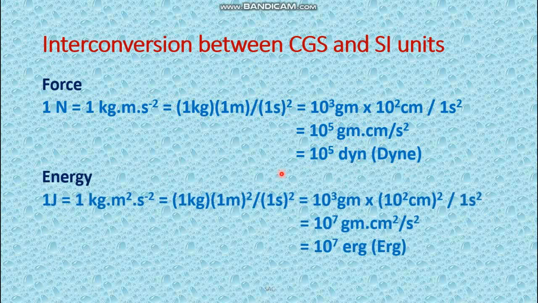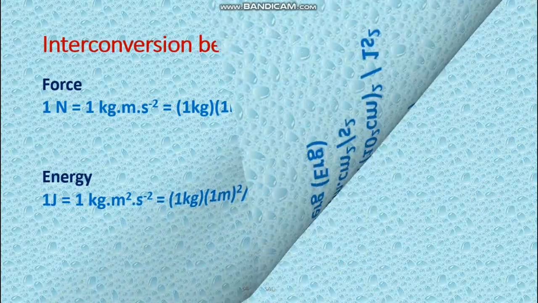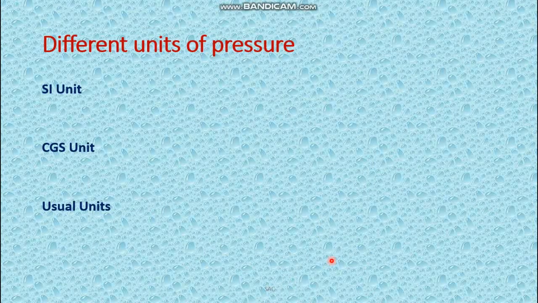Energy has the SI unit joule. So if it is 1 joule, then it is actually 1 kg meter squared per second squared. That is 1 kg multiplied by 1 meter whole squared divided by 1 second whole squared. So just put the corresponding values, then you will get 10 to the power 7 erg. So erg is the CGS unit of energy.